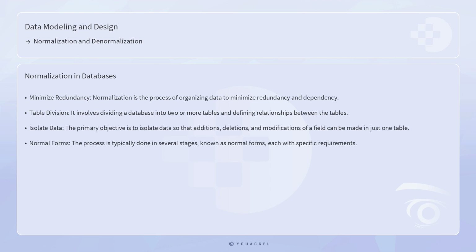Normalization is the process of organizing data to minimize redundancy and dependency. It involves dividing a database into two or more tables and defining relationships between the tables. The primary objective is to isolate data so that additions, deletions, and modifications of a field can be made in just one table and then propagated through the rest of the database via defined relationships. The process is typically done in several stages, known as normal forms. Each normal form has specific requirements that must be met for a database to be considered normalized to that level.